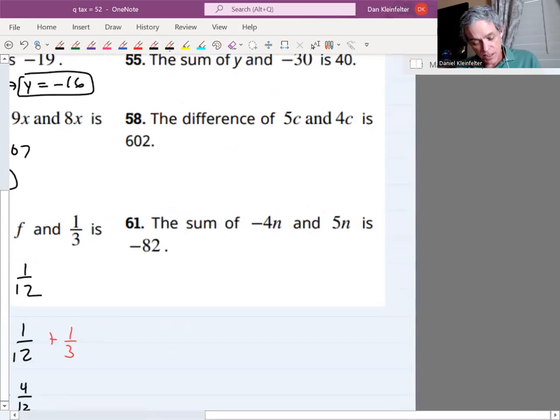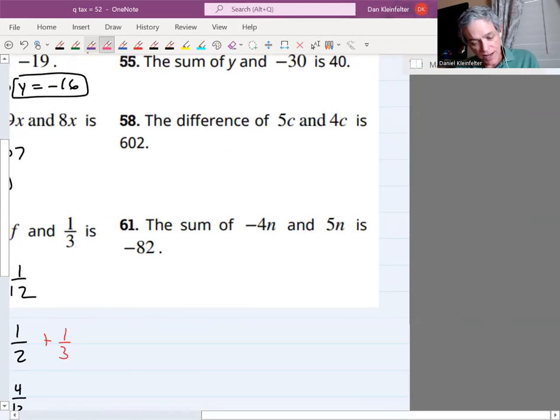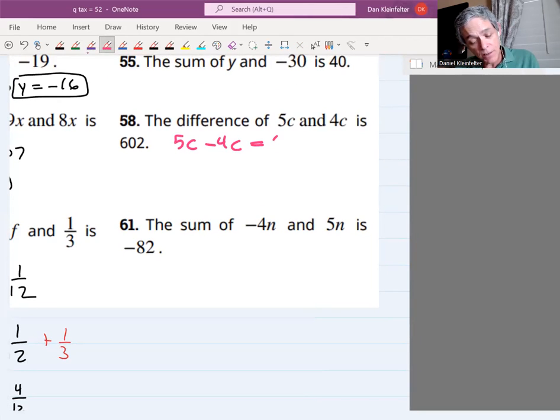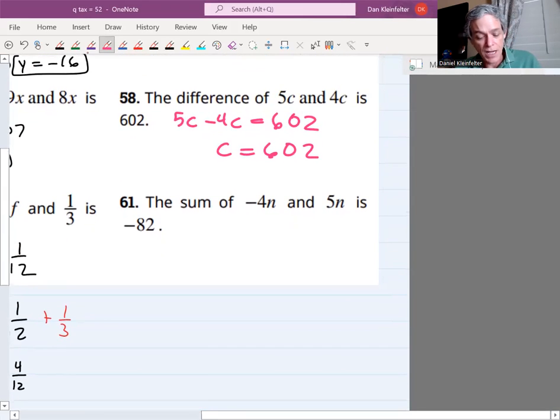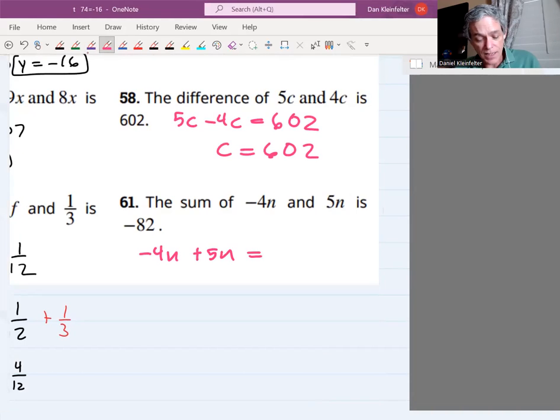Okay, in the next two, let me just do the translations just so that you'll have them. Okay, 5c minus 4c is equal to 602. That one actually is easy enough. Let's just do it. Remember, difference is a subtraction. 5c minus 4c gives a single c, and it's 602. The sum of negative 4n and 5n, I guess these were both easy enough to just do them. Negative 4n plus 5n is going to be a single n, and that's negative 82.